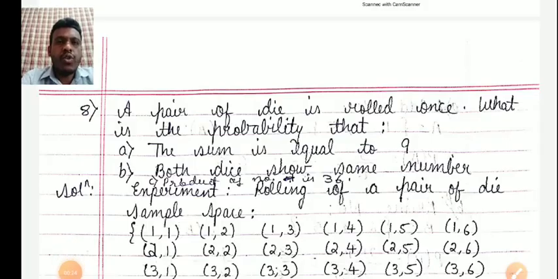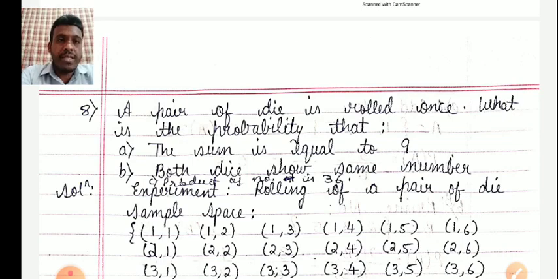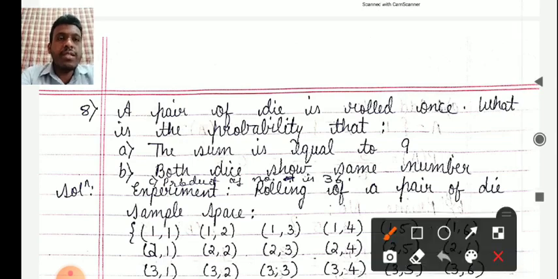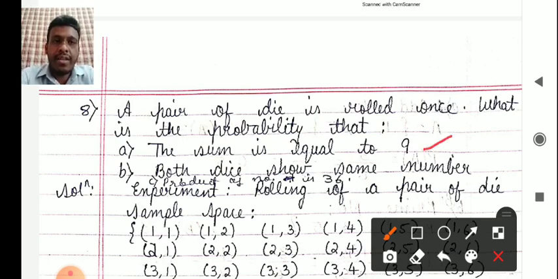So we have solved the first 7 problems so far in our video classes. Today we shall take problem number 8. Problem number 8 also deals with dice, but the trick is here we have a pair of dice, that is 2 dice. So let us see the problem. A pair of dice is rolled once. What is the probability that the sum is equal to 9?